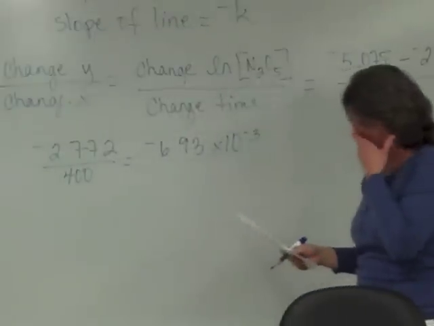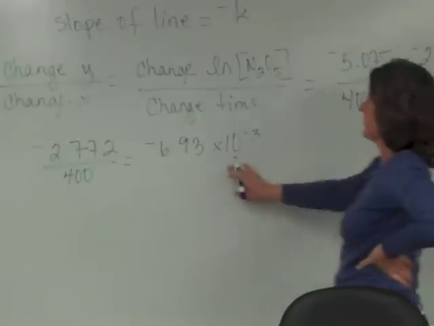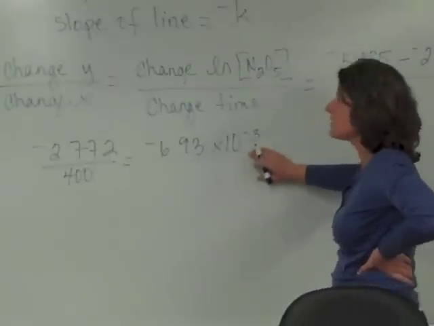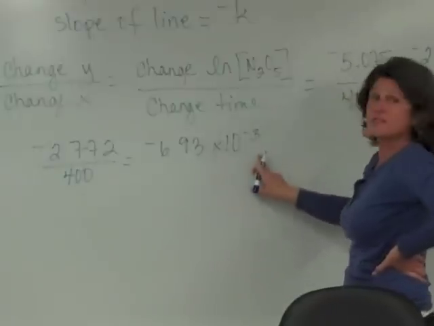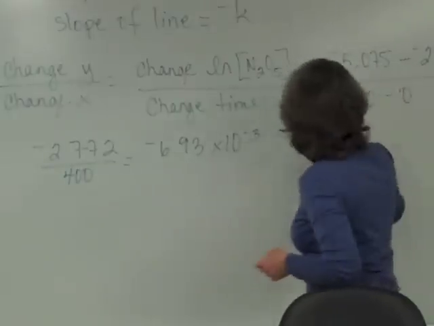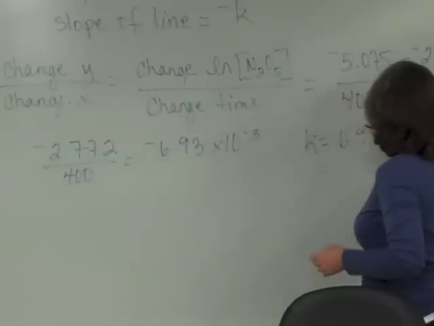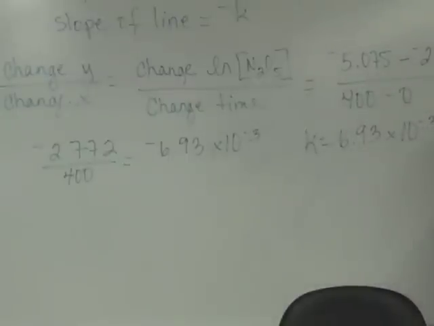Okay, now, is that equal to k? No. This is the slope of the line, so this is equal to the opposite of k. So what is the value of k? K is going to be equal to 6.93 times 10 to the minus third. And our unit is seconds to the negative 1.